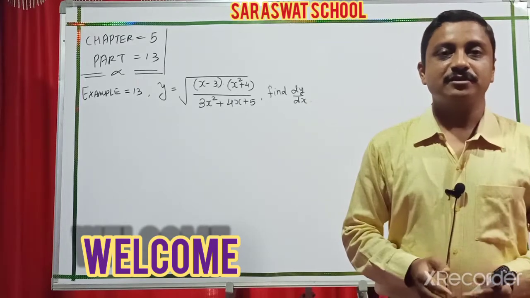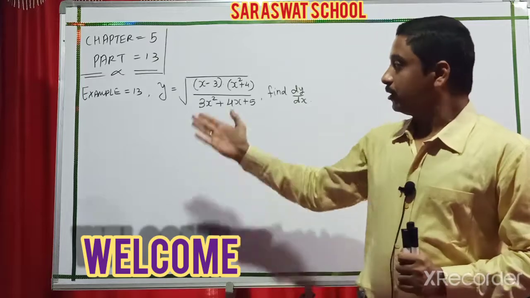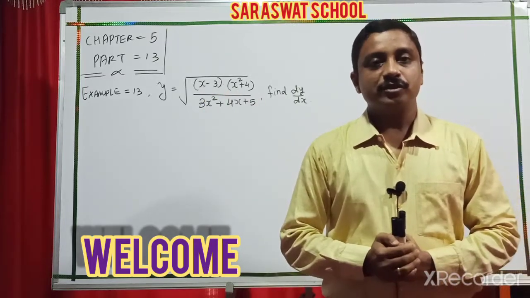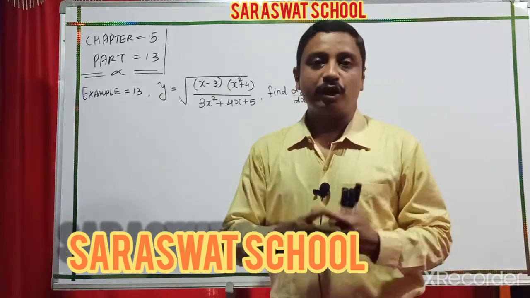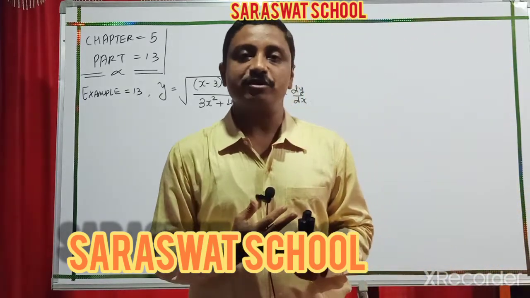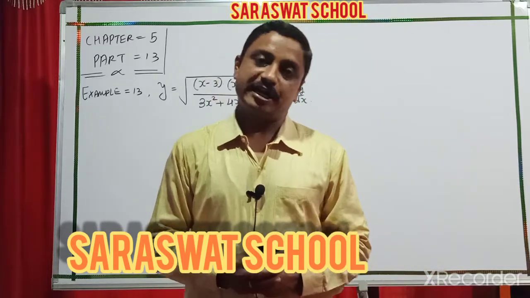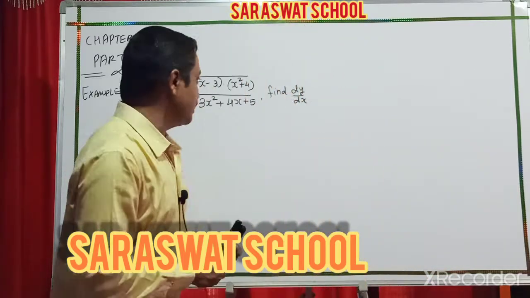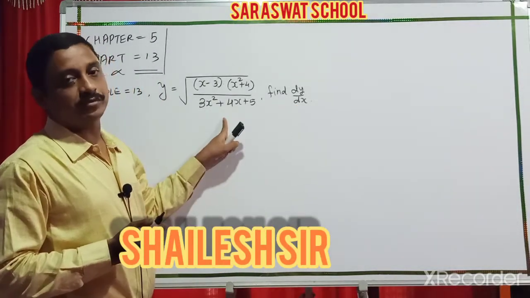Welcome students. Today I am going to do chapter 5, derivatives, example number 13. Students, this property is our logarithm property, and I already explained all the logarithm properties in the last part. So here I am going to do this type of numerical in the derivative section. In example 13, find dy by dx of this whole term.